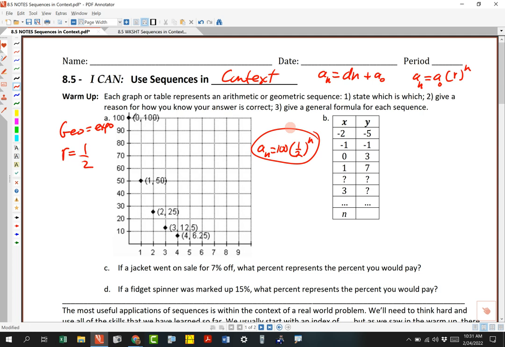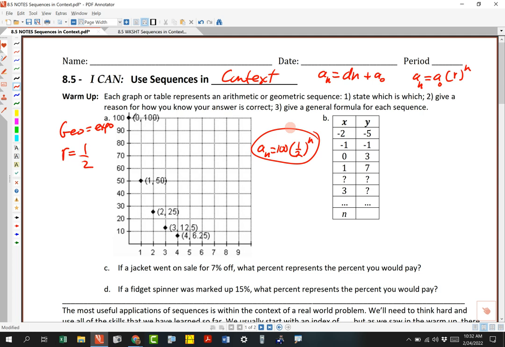We were taking information from a table or from a graph, and we were writing a formula for a sequence. We can tell by the shape of it that it's exponential. We can also tell by looking at the numbers: if they go from 100 to 50 to 25 to 12.5, they're getting cut in half every single time.